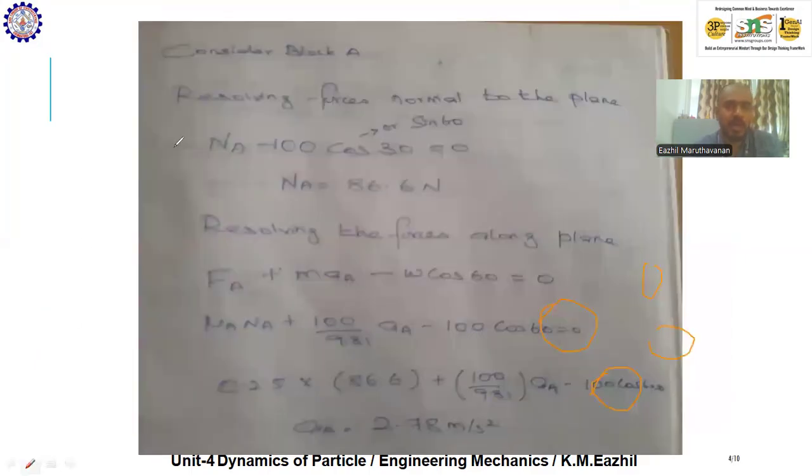By assuming block B, resolving the normal force, the force normal to the plane, we'll have N_A minus 100 cos 30 equals 900 N. This 100 cos 30 can be written as sin 60, as given in the diagram. In a few books, it will be written as cos 30. The cos 30 value and sin 60 value are equal. Since we are resolving the vertical component, as always, we can keep it as sin 60, or else we can have it as cos 30. We'll get the N_A value as 86.6 Newton.